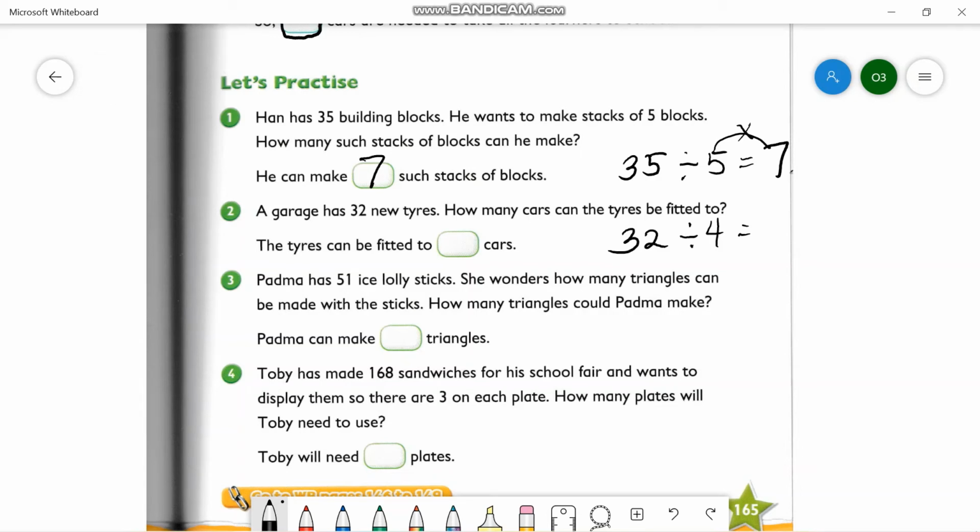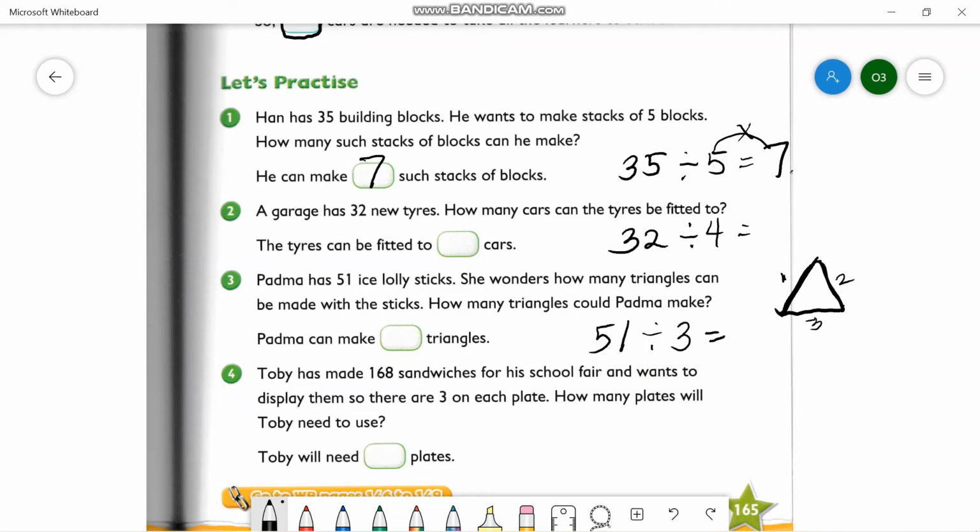Padma has 51 ice lolly sticks. She wonders how many triangles can be made with the sticks. And how many triangles could Padma make? So, using sticks, okay, Padma wants to make triangles. So, let's draw a triangle here. How does a triangle look like? And how many sticks do you need to make one triangle? So, let's count. We have 1, 2, 3. So, it means we're going to divide 51 by 3. 51 divided by 3 so that Padma will know how many triangles she can make out of 51 sticks.